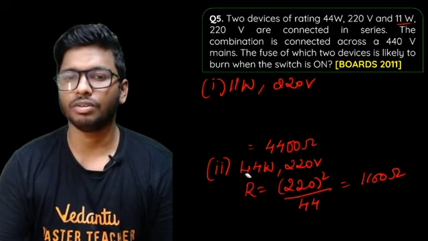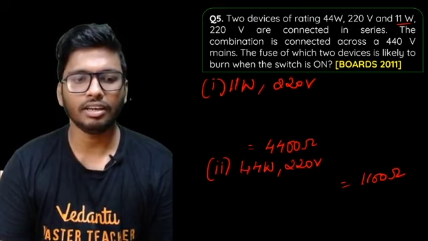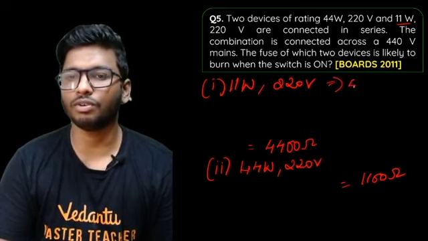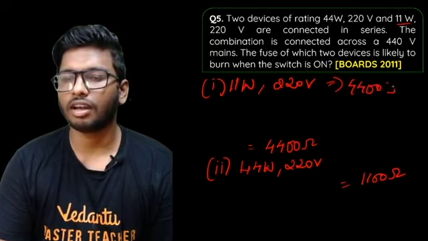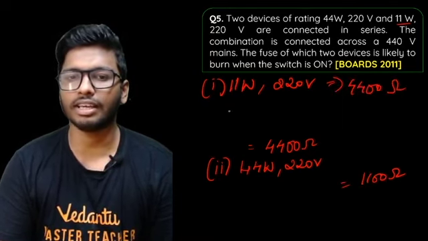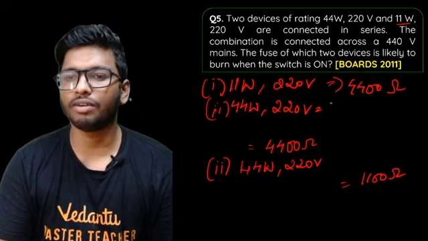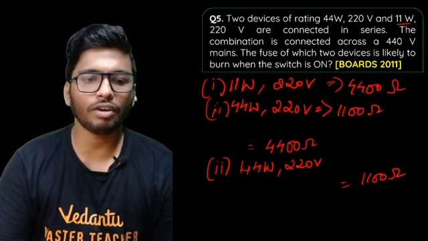So all right, I'm going to erase all of this and write down the values separately. So I found out the resistance to be what? For the first one, it's 4,400 ohms, and for the second one, 44 watts, 220 volt would give you a resistance of 1,100 ohms. Awesome. So you found out the resistance.